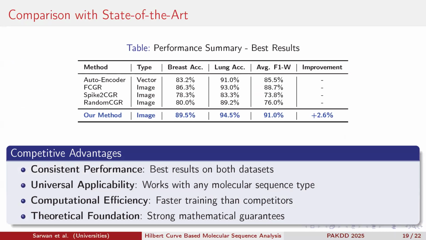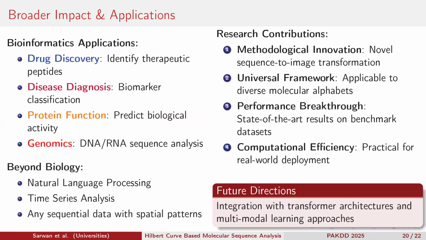So here is our performance summary compared to the state-of-the-art methods. We achieve an average improvement of 2.6% over the best existing method, with consistent performance across both datasets. Our competitive advantages include universal applicability, computational efficiency, and strong theoretical foundation with mathematical guarantees. This represents a significant advantage in the field of molecular sequence analysis.